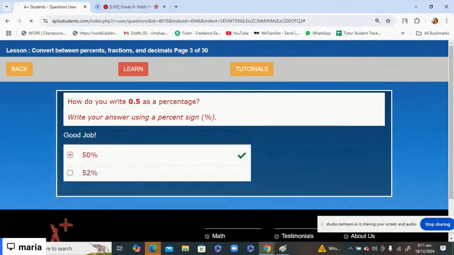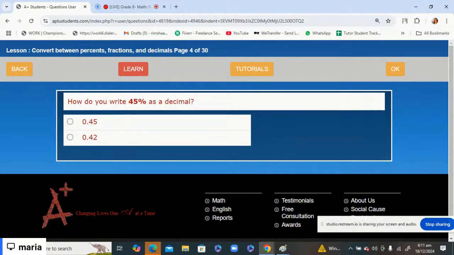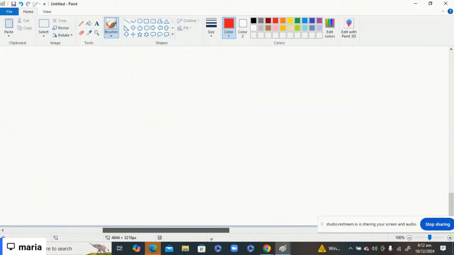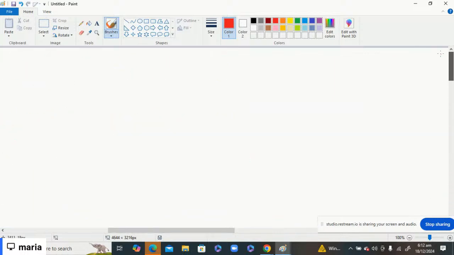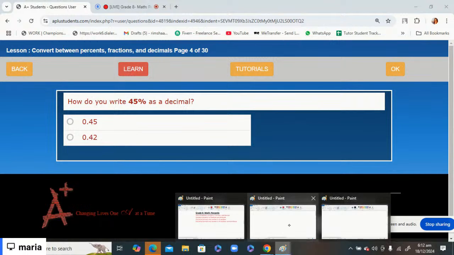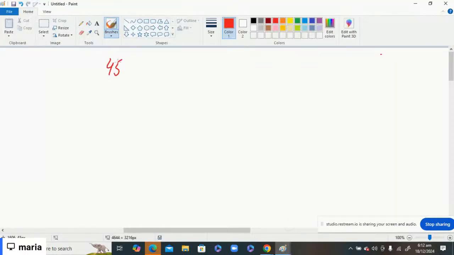If some number is in the form of decimals, you are going to multiply with 100. If some number is in the form of a percentage and you convert it into a decimal, you're going to divide with 100. Now here is the question: how do you write 45% as a decimal?